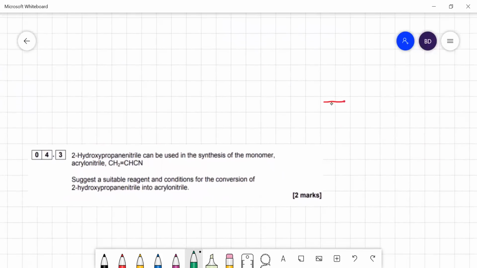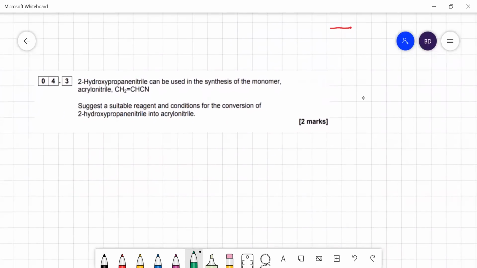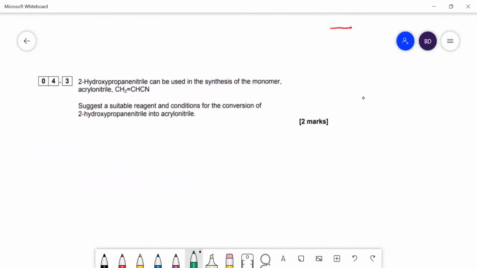2-hydroxypropionitrile can be used in the synthesis of the monomer acrylonitrile. Suggest a suitable reagent to convert it. So let's draw what we have got as the product here. We have got a double bond there.